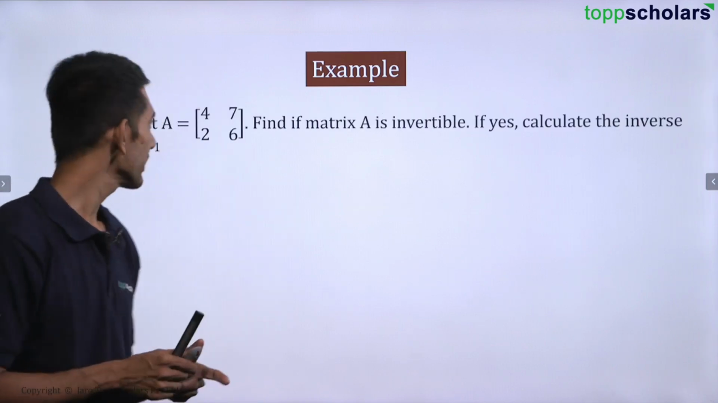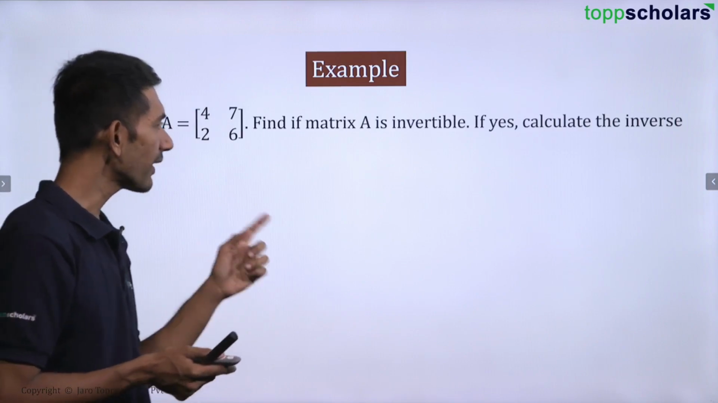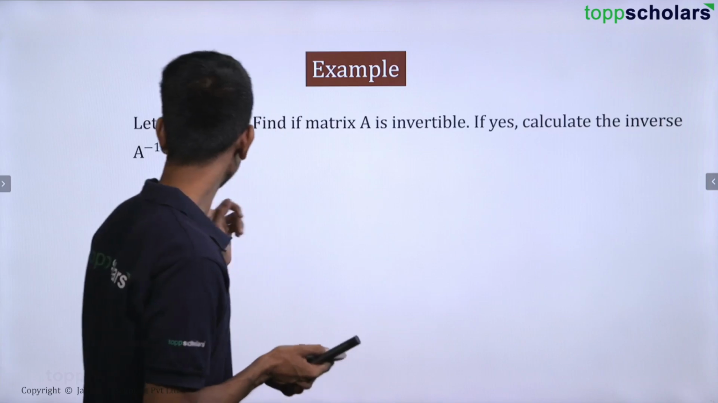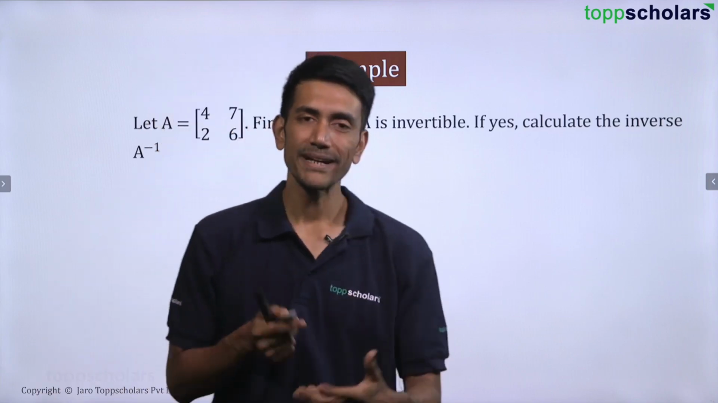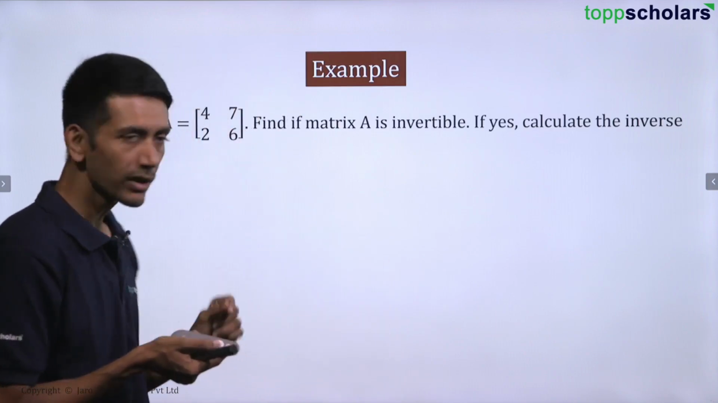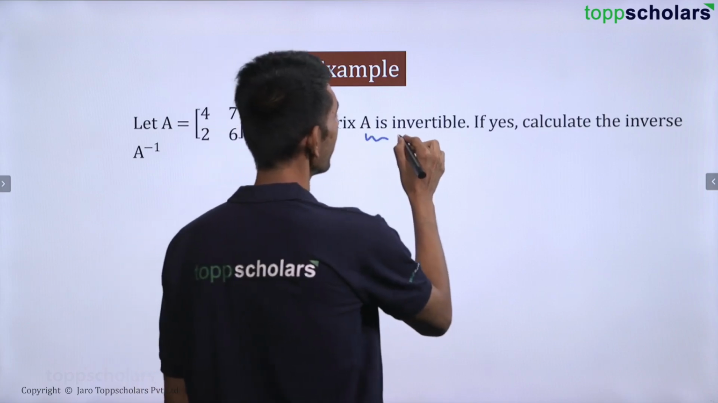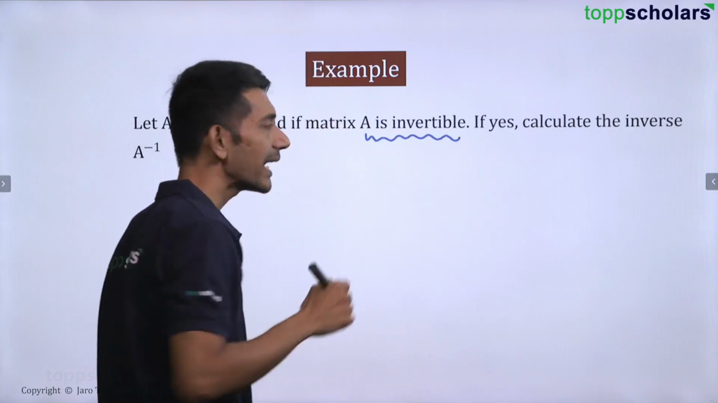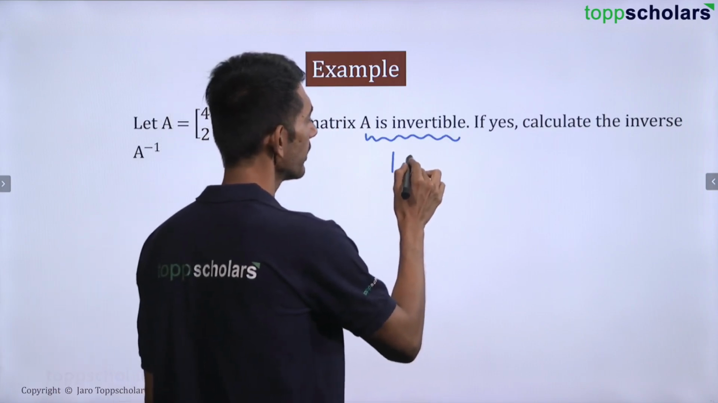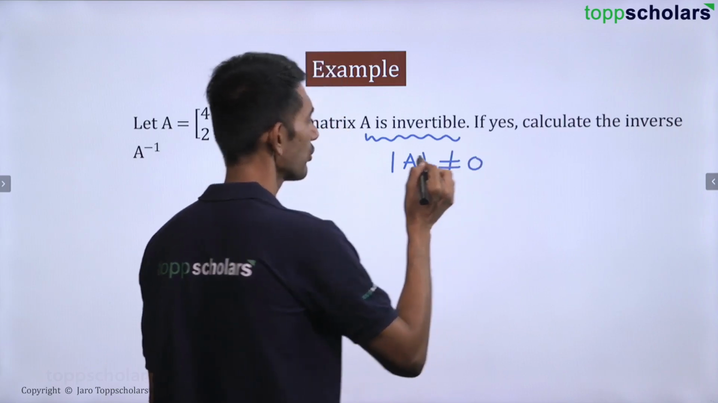Now let us see an example here. So matrix A is 4, 7, 2, 6. Find if matrix A is invertible. If yes, calculate the inverse A inverse. So if matrix A is invertible, we are going to calculate the inverse of it. How do we do that? And how do we check whether matrix A is invertible or not? We know that a matrix is invertible only when the determinant of A is not equal to 0.